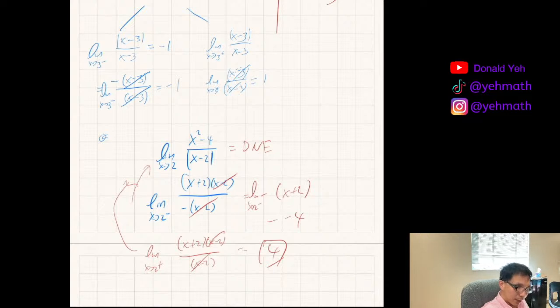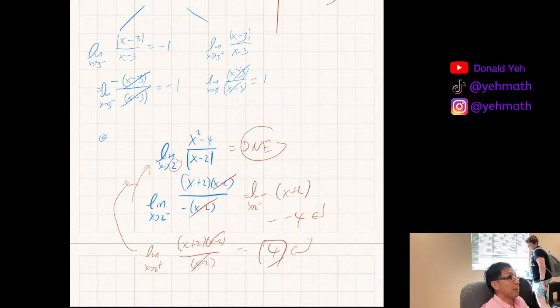It does not exist. The positive side is 4, and the negative side is negative 4. Therefore, it does not exist. Because at this point, 2, the limit is not from just the positive side or the negative side. It's both sides. If I limit x to one single number, you should analyze from both ends.